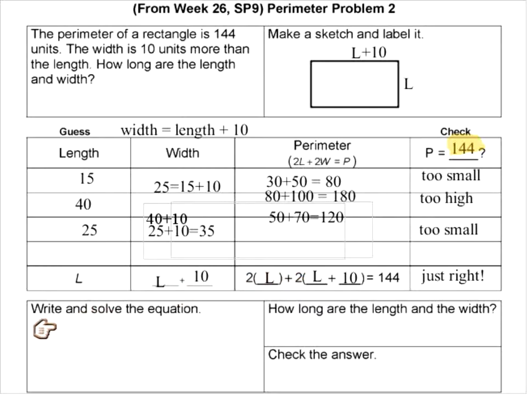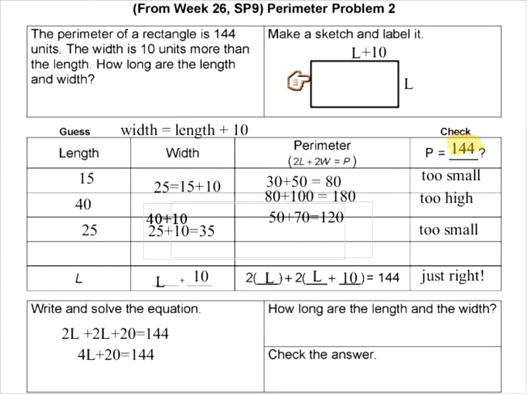Okay, so then after that, what they would do is write the equation and then solve the equation. And then answer the question, which is how long the length and the width are. And then finally, they would check the answer by taking whatever number they got for the length and whatever number they got for the width and plugging them back into the equation. And they can also come back here and plug them in here in the picture. Okay, and they would have to apply it to both sets of opposite sides to get their perimeter. Okay, so any questions?